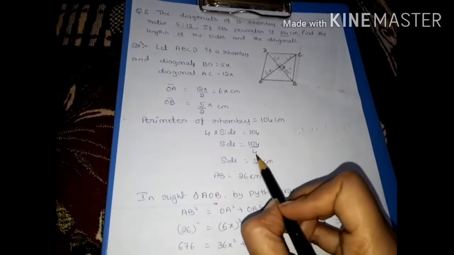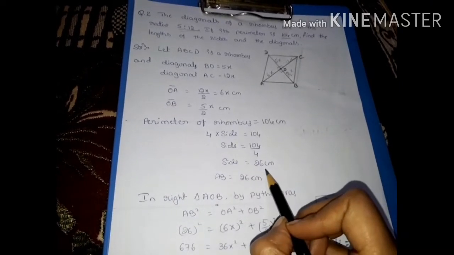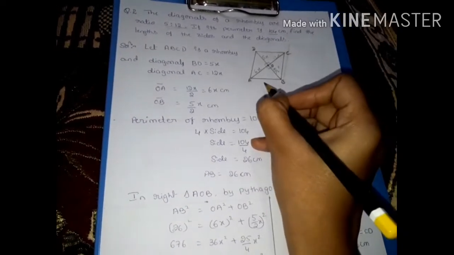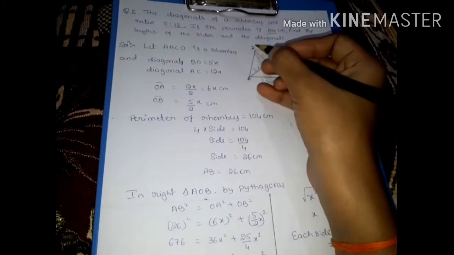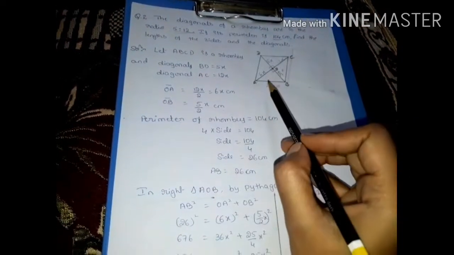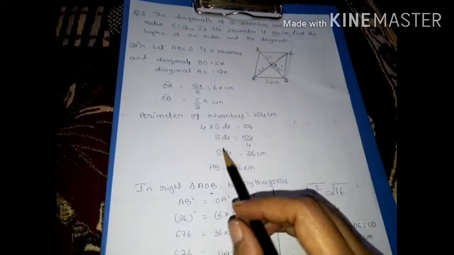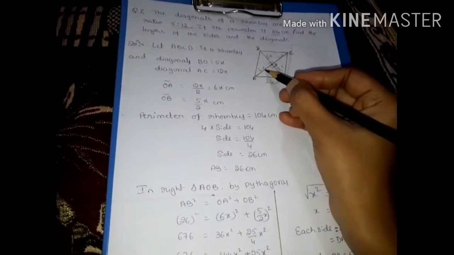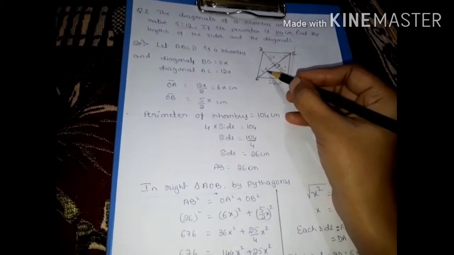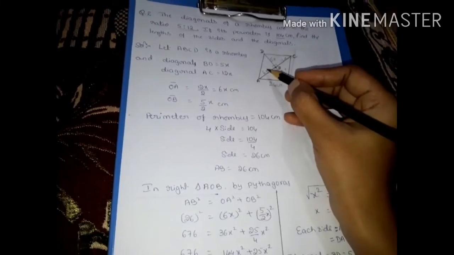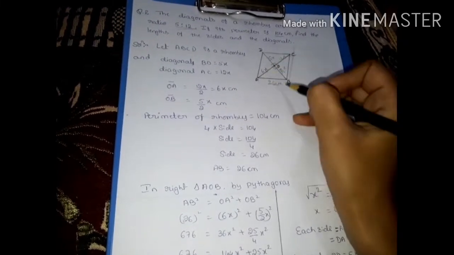104 divided by 4. Each side we got here 26 centimeter. Nothing but AB is 26 centimeter. Similarly, BC, CD and DA are also 26 centimeter because in a rhombus all adjacent sides are equal. Now you have to find the diagonal's length. To find the diagonal's length, here x is unknown, that you have to find. After finding the x value, when you substitute it in the diagonals, you will get the diagonal length.